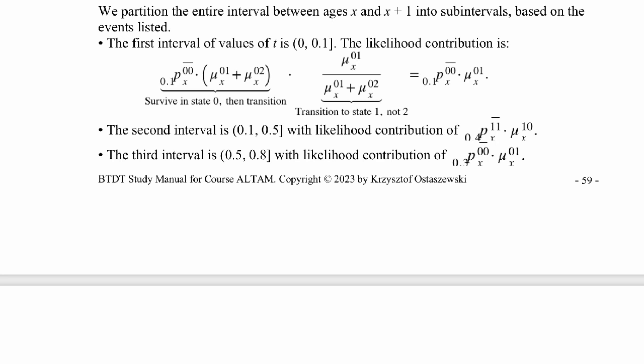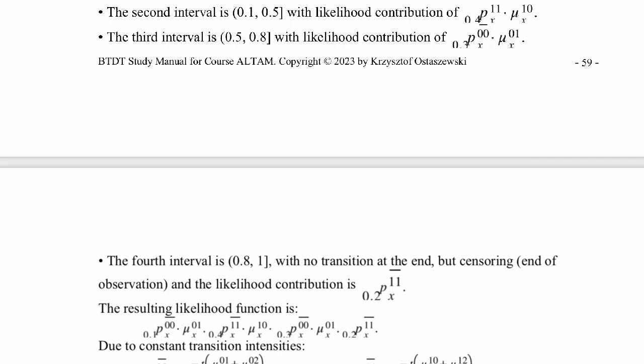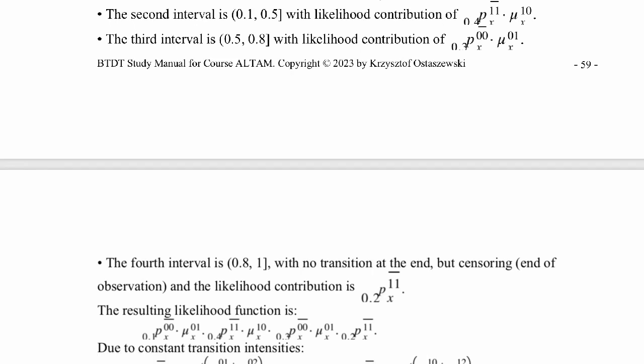And the probability of that is the intensity of the thing that takes you out, divided by the sum of the 2 intensities. But that's simply 0.1 px00 bar times mu x01, which is very intuitive. You stay in state 0 and then you get whacked by a force taking you from 0 to 1. The second interval is 0.1, 0.5 with likelihood contribution of 0.4 px11 bar. There's a bar above it there, you see, times mu x10.